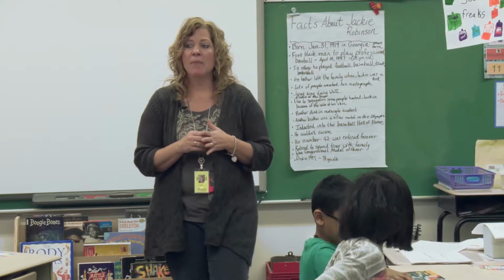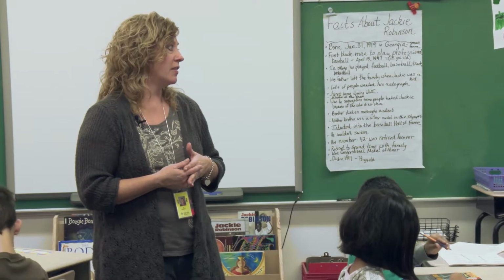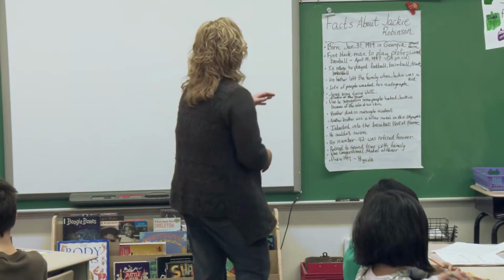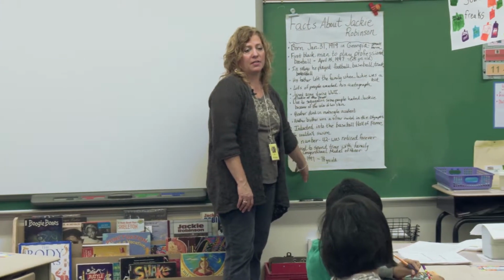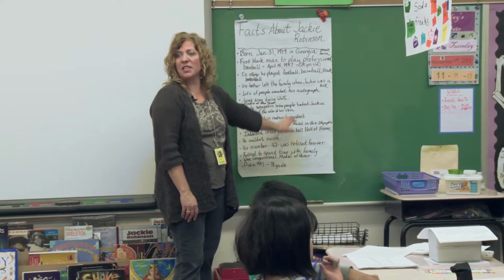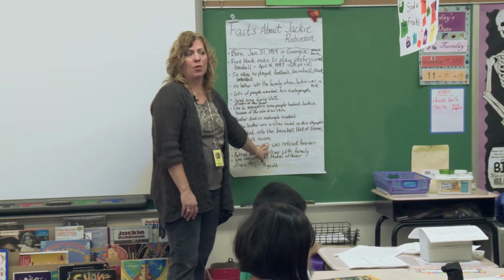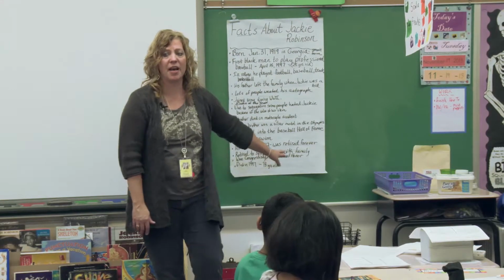At this point, you're going to start working in your teams. And you're going to think about now all of this information that we have about Jackie Robinson. We've talked a ton about all of these facts that we learned about him over the course of the two books. So this is what we call our evidence. This is how we know that what we're saying about something is true, because we found it within the text.